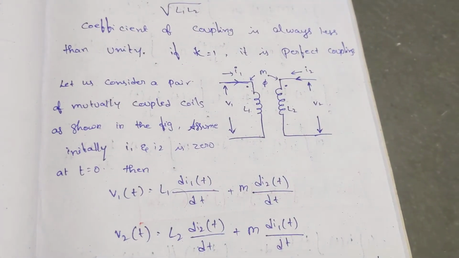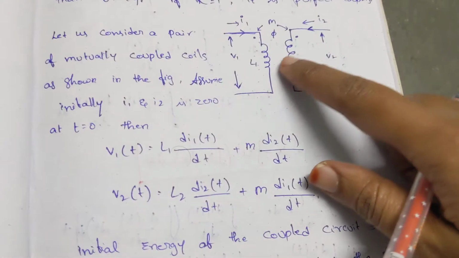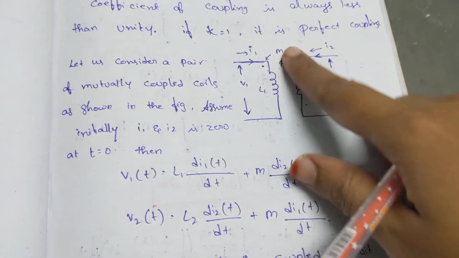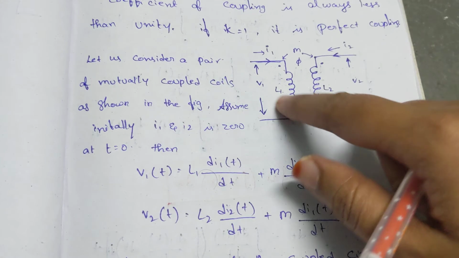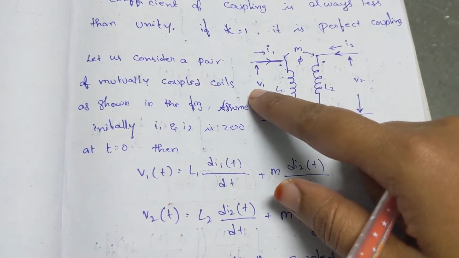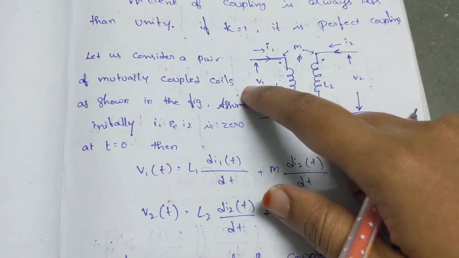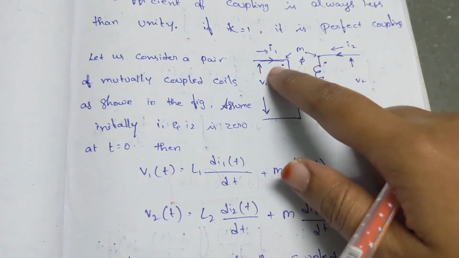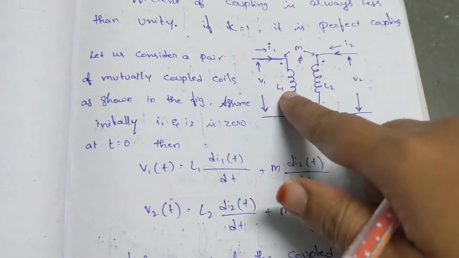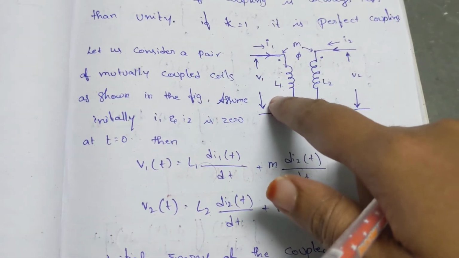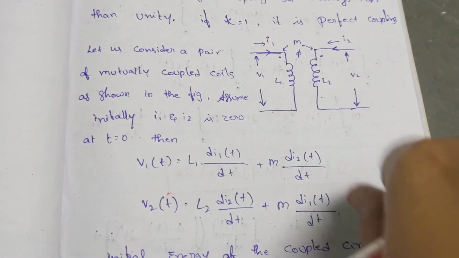We already discussed this point in our previous video, but at a glance I just want to mention this is the inductance of coil number 1. The voltage across coil number 1 is given as V1. What is the voltage drop across coil 1 due to its self inductance? That is L1 di1 by dt.